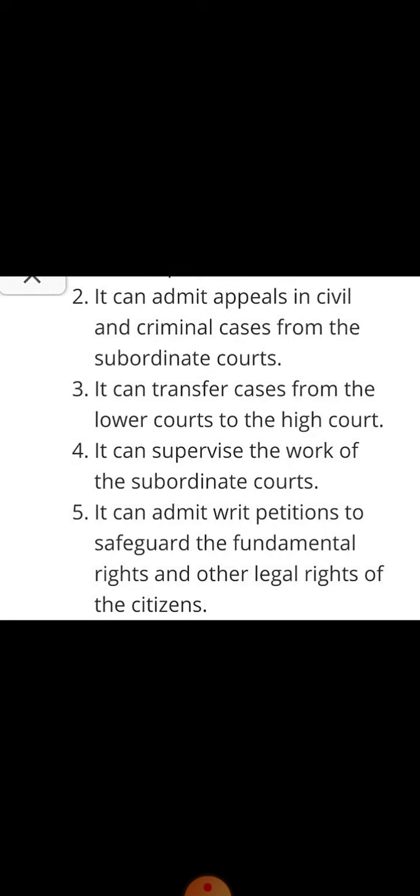It also has the power to transfer cases from the lower courts to the High Court. It can supervise the work of the subordinate courts. It can admit writ petitions to safeguard the fundamental rights and other legal rights of the citizen. It is going to protect the fundamental rights and the legal rights of the citizen. So this was all about the functions of the High Court.